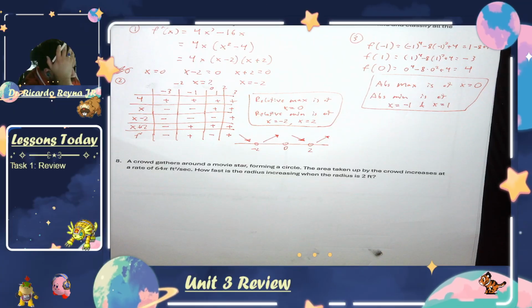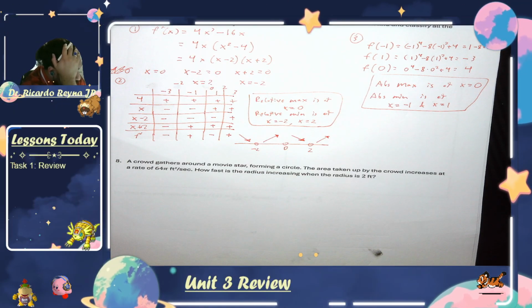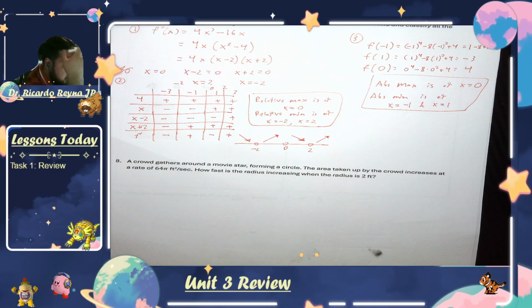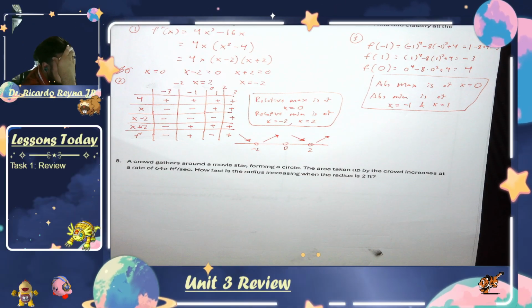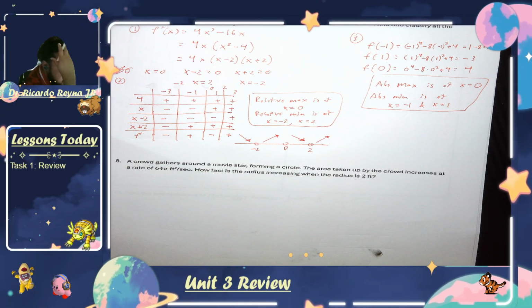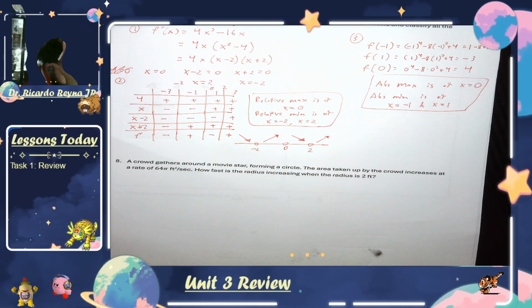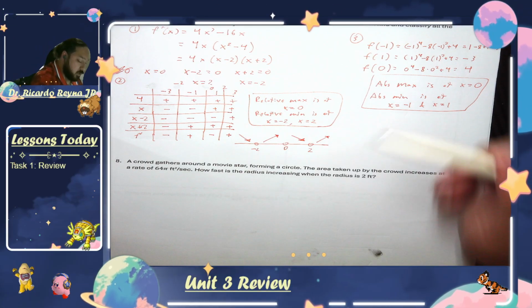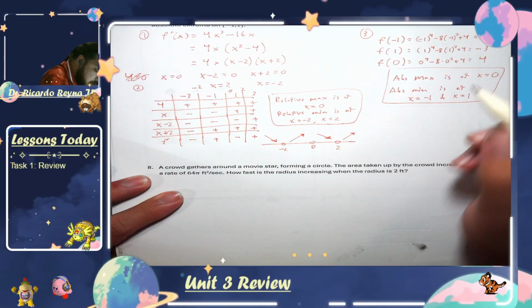Okay. Number 8, a crowd gathers around a movie star, forming a circle. The area taken up by the crowd increases at a rate of 64 pi feet per second. How fast is the radius increasing when the radius is 2 feet? Okay, so this is just involving the area of a circle.